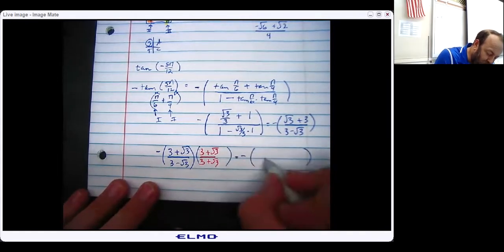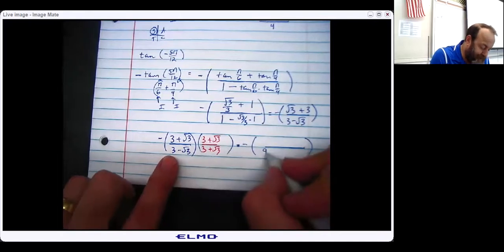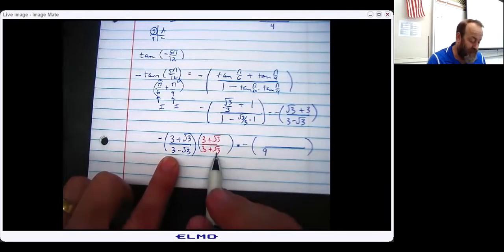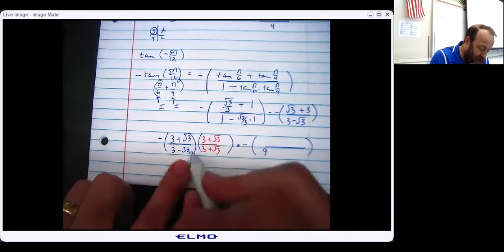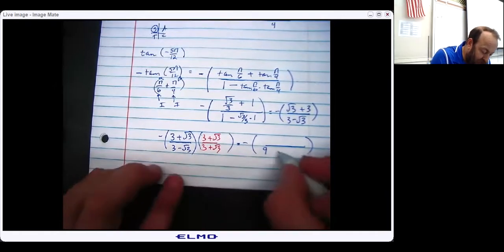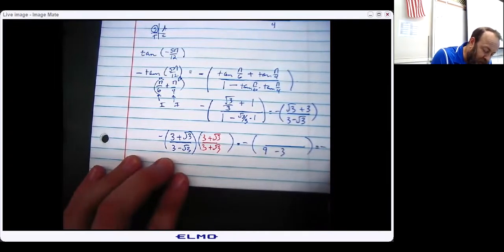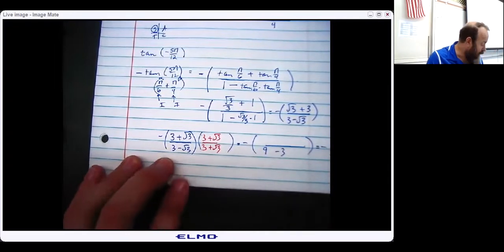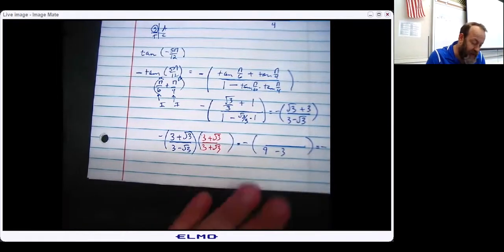I'm going to use the distributive property on the denominator, and notice that 3 times 3 is 9. Then I get a 3 roots of 3 and a negative roots of 3. Those are going to cancel. 3 roots of 3, negative 3 roots of 3. And then very last, negative √3 times negative 3 is negative 9. So this problem came out all the way down to just a plain old 6 in the denominator, which is a pretty nice denominator considering where we were.